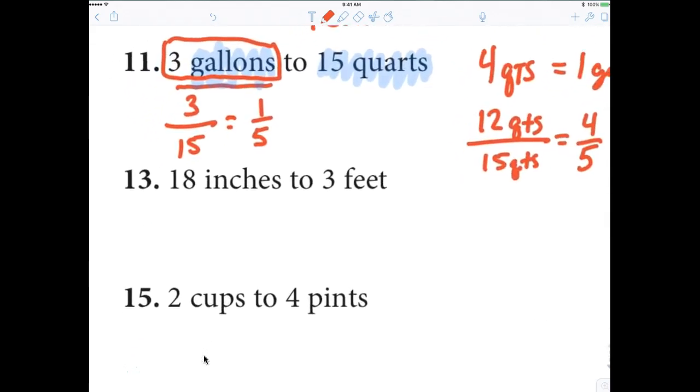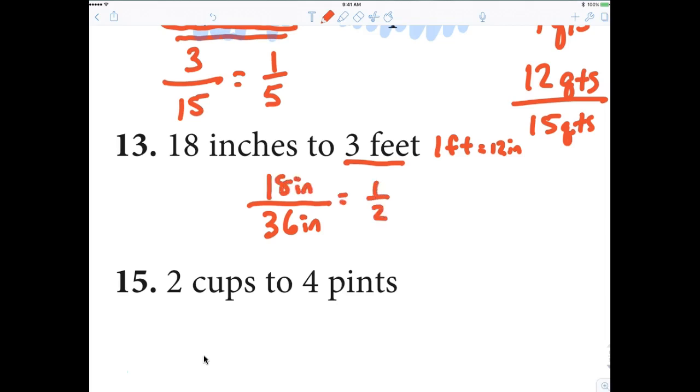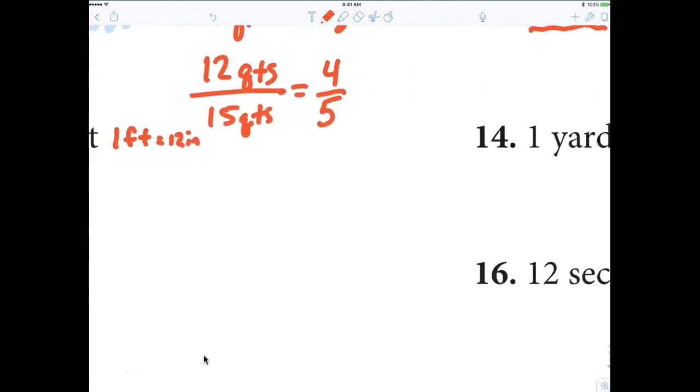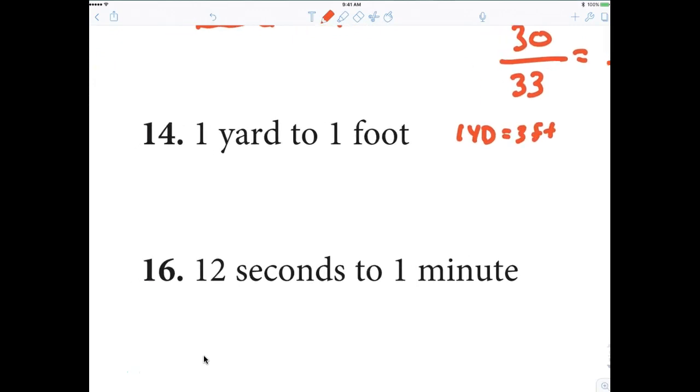But when we have something like number 13, we have inches and feet, and what I would want you to know is that 1 foot is equal to 12 inches, right? So if you have 3 feet, that means you have 36 inches. And 18 inches, so we reduce that down to 1/2. All right, let's check out 14. Again, we say 1 yard is equal to 3 feet. So if you have 1 yard, it's 3 feet to 1 foot, which is the same as 3 to 1.